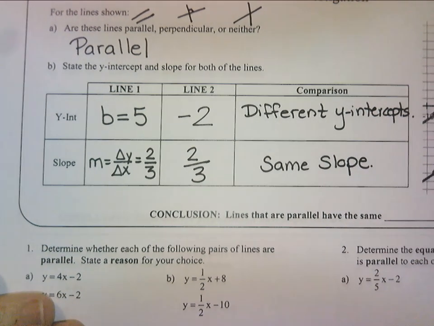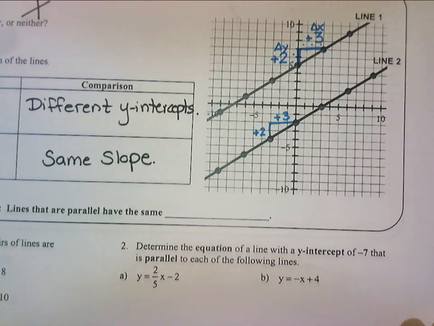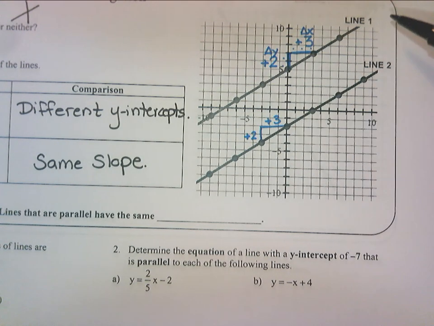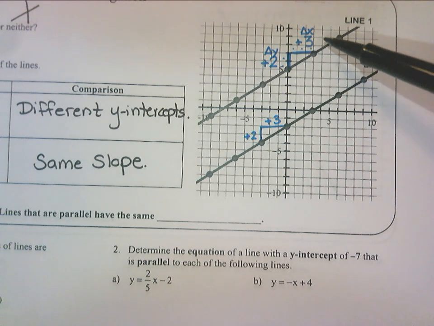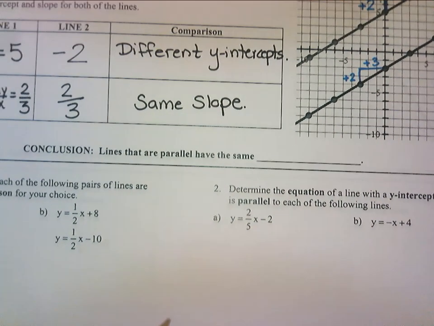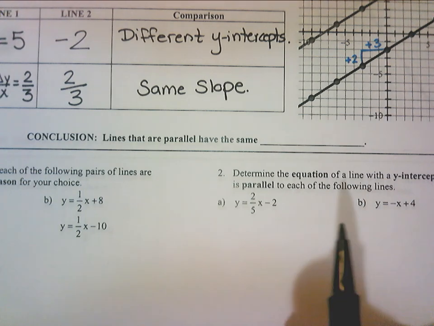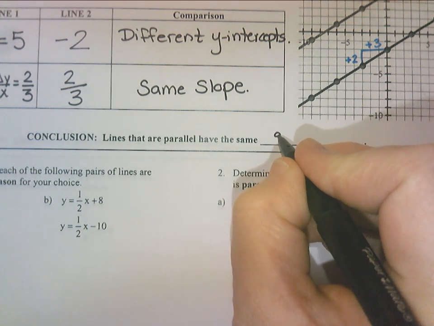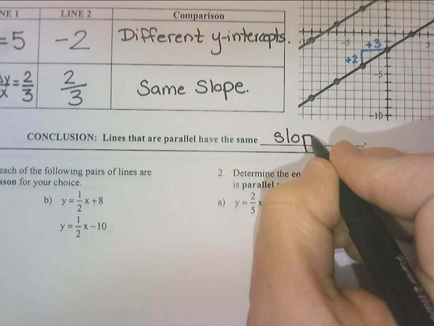So in order for two lines to be evenly spaced and not cross, they have to be on the same angle. And they're on the same angle because they have the same slope. So anytime you have parallel lines, they always have the same slope. Taking a look here, there's a conclusion. It says lines that are parallel have the same slope.